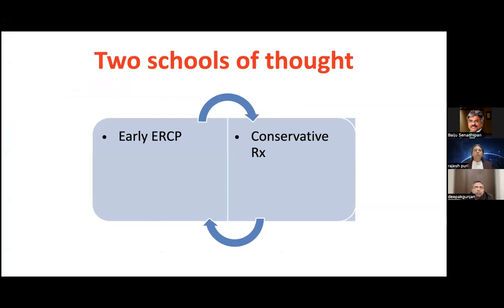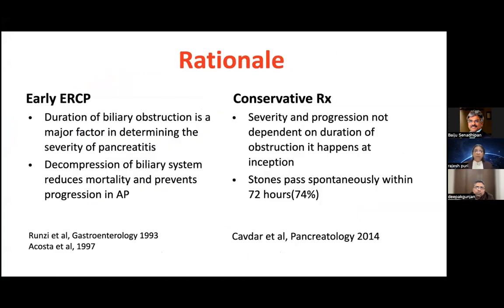So look at it. There are two schools of thought. One school of thought: early or emergent ERCP in a patient of biliary pancreatitis, and the second school of thought: the conservative. And what is the rationale? The early ERCP group feel that the duration of biliary obstruction is a major factor in determining the severity of pancreatitis, and decompression of the biliary system reduces morbidity and mortality.